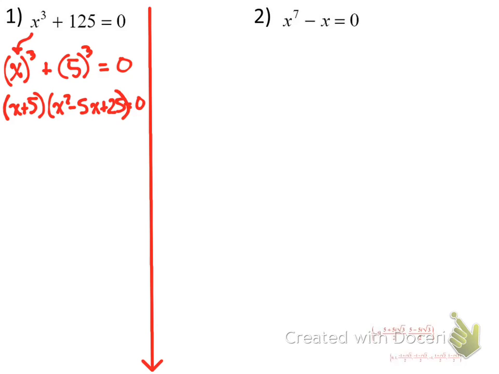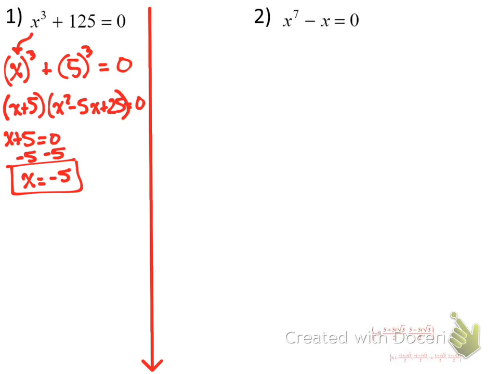Pretty simple. Then I use the zero product property. We have x plus 5 is equal to 0. Subtract 5 on both sides. You get x is equal to negative 5. That's for number 1. There's still two more solutions, right? Because our original problem has x cubed, 3 solutions, so we have 2 more to go.